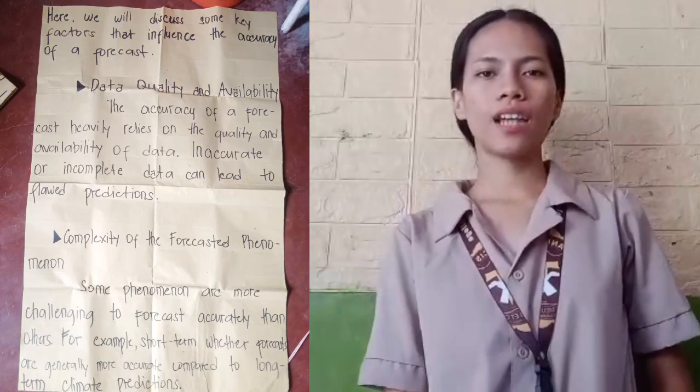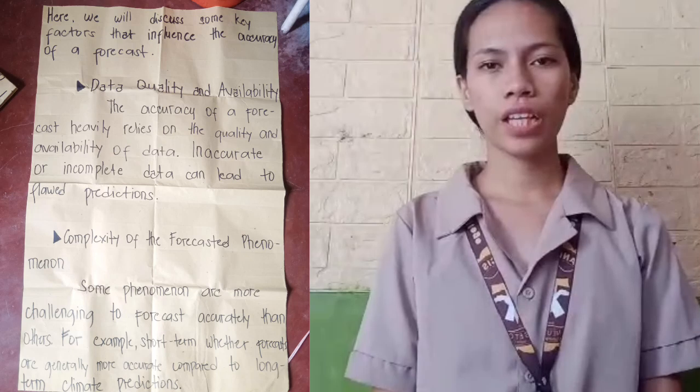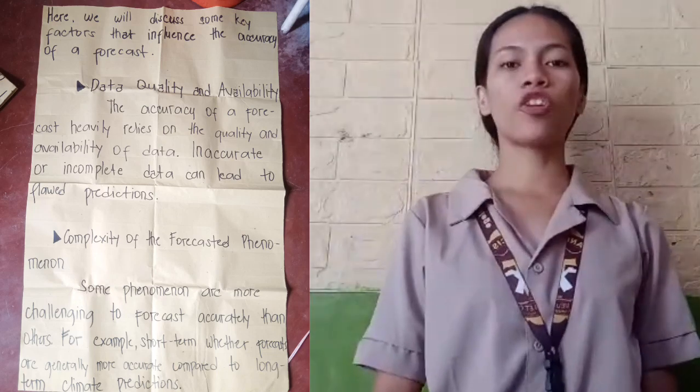So next, there are 7 key factors that we will discuss, the key factors that influence the accuracy of a forecast. First is data quality and availability. The accuracy of a forecast heavily relies on the quality and availability of data. Inaccurate or incomplete data can lead to flawed predictions.